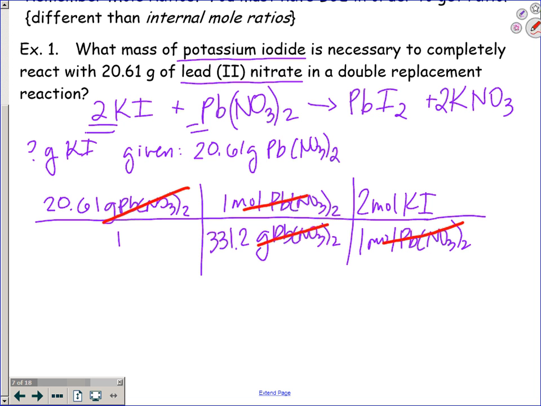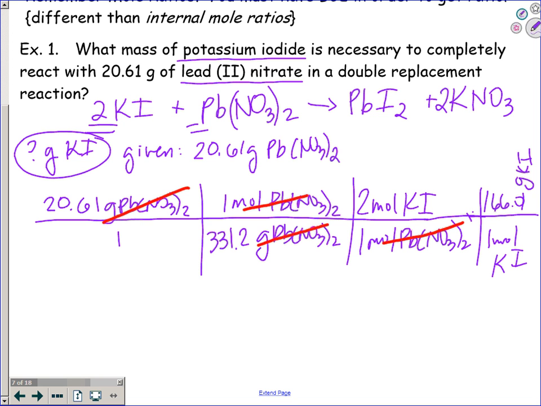Now I've got to handle this mole of potassium iodide. And, oops, my X there. 1 mole on the bottom of potassium iodide is what? What molar mass? Thanks, guys. 166.01 grams of potassium iodide. Okay, and we have made it to our final destination.